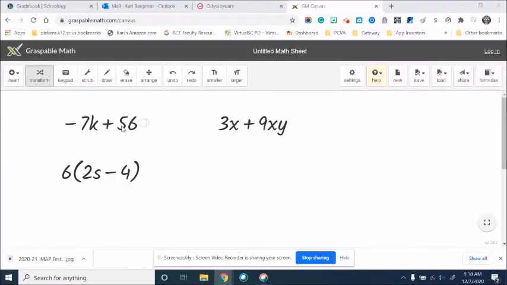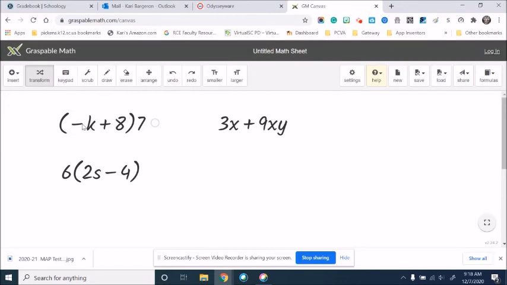So here you see 3 of the examples that we did in the video, and I'm just going to check them really quick using Graspable Math. So whenever you're trying to check, you need to make sure you're moving the piece that you want to move. So here I'm moving the 7, and notice that it factors the 7 out, and it comes up with negative k plus 8.